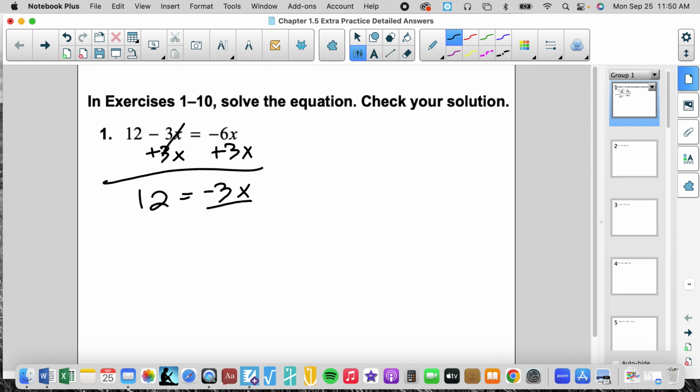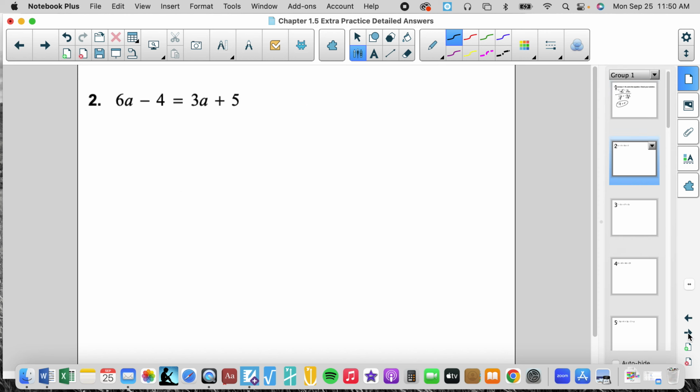And now we want to isolate the variable. So negative 3 is multiplying. The inverse operation to multiplication is division. So we divide by negative 3. And it gives us negative 4 equals x.